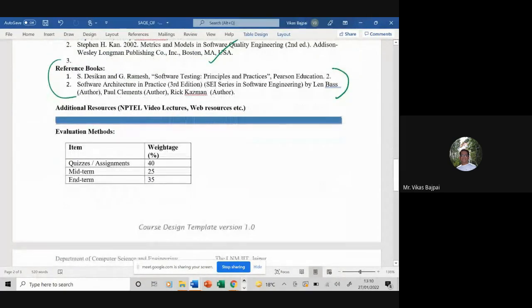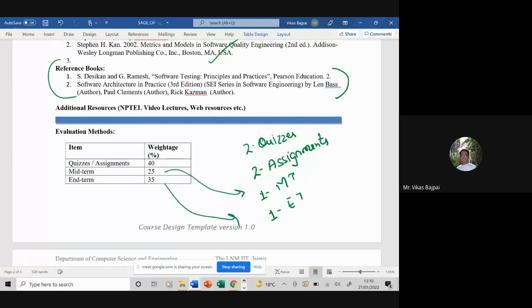And yeah, for the evaluation, what we are going to do is we'll have two quizzes, and then we'll have two assignments, and obviously one midterm and one end term. Weightages will be like 35, let's say, and then 25 for midterm. This thing will comprise of 40, so for quizzes it can be 15 plus 15, and for assignments it can be 5 plus 5.